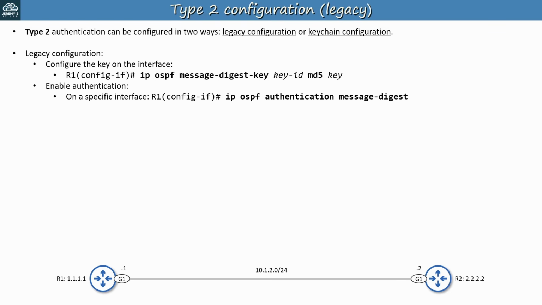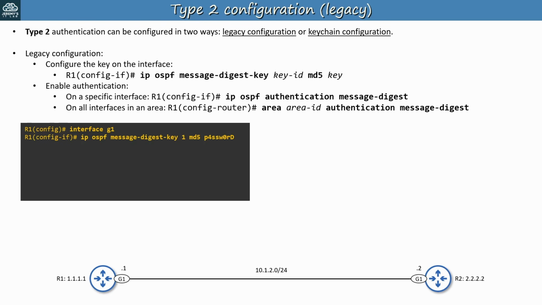Anyway, after configuring the key, you have to enable authentication on the interface. You can do that on a specific interface with IP OSPF authentication message digest. Or you can enable it on all interfaces in an area with area, the area ID, authentication message digest under the OSPF process.